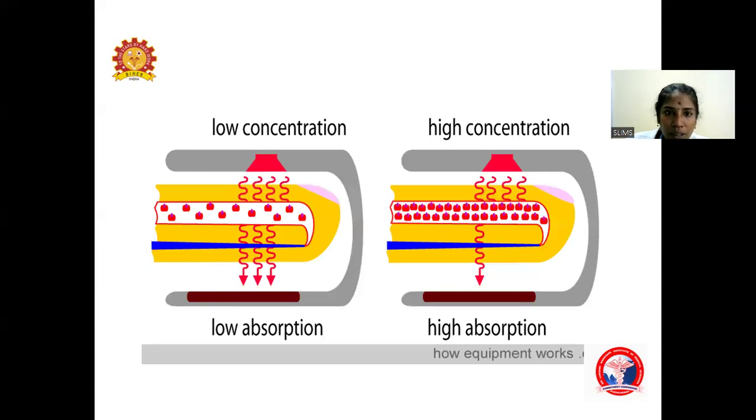See, if there is a low concentration, where the concentration of oxyhemoglobin is low, then the absorption is also low. If there is a higher concentration in the blood, that is where the oxygen-carrying capacity of the blood is high, then we can see a higher absorption rate.